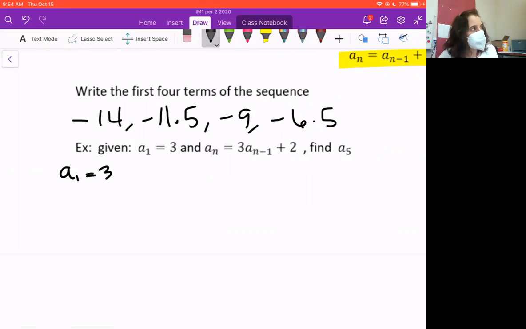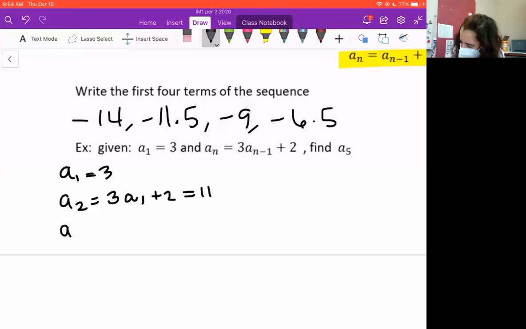That's my first term. This says to get to my next term, I'm going to multiply the previous term by 3 and add 2. So my second term is going to be 3 times the first term plus 2. Because you put a 2 in there, that becomes a sub 1. So you take a sub 1, multiply by 3, 9. Add 2 to that, 11. There's my second term. My third term, 3 times a sub 2 plus 2.